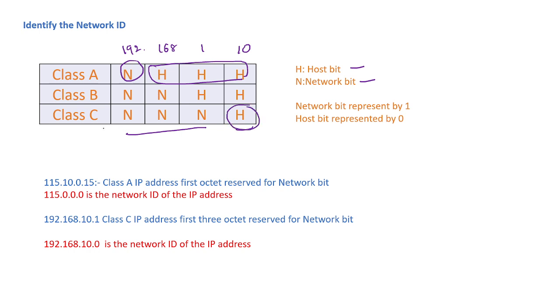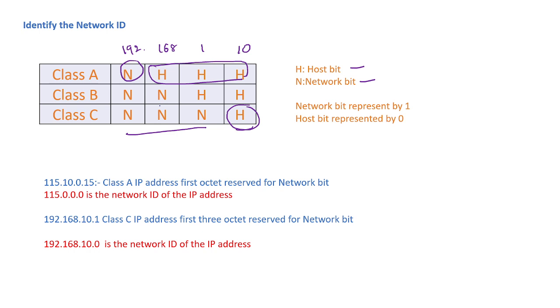So here you see, class C can be used when you need more networks and fewer computers. Class A, when you have fewer networks and more hosts or computers required. Class B, when you have a balanced kind of requirement. Okay, that is the network ID identification.